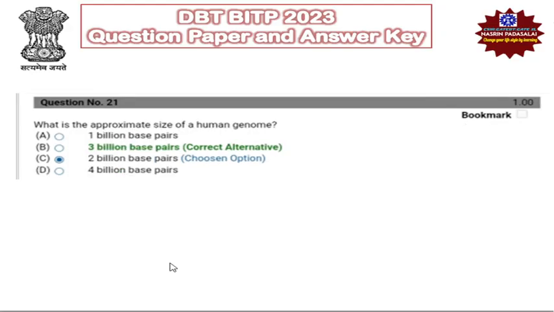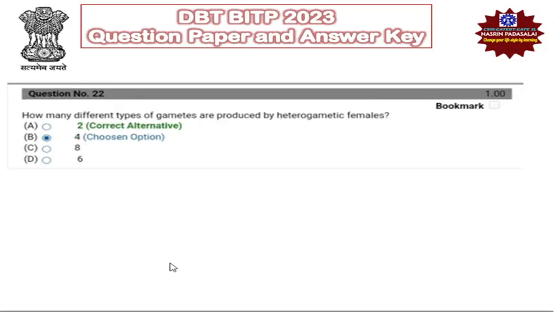Next, what is the approximate size of the human genome? It is 3 billion base pairs. Next, how many different types of gametes are produced by heterogametic females? In some organisms like fishes, insects and birds, females are heterogametic and males are homogametic. If you take humans, males are heterogametic and females are homogametic. What is meant by heterogametic is that those organisms have two different sex chromosomes, so ultimately two different types of gametes will be produced. So the correct answer is 2.